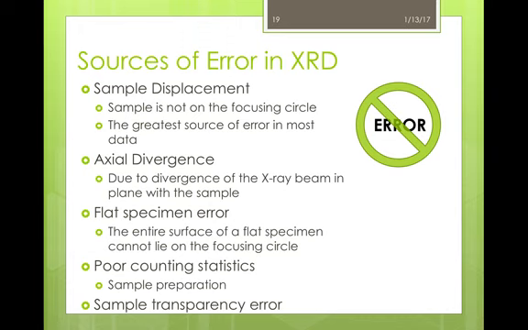A flat specimen error and poor counting statistics can both be avoided with better sample preparation. A powder sample should be thick enough to prevent the X-ray from passing all the way through it. Lastly, sample transparency can cause a shift in the peaks due to the diffraction beam being partially displaced, and this can lead to inaccurate peak profiles.